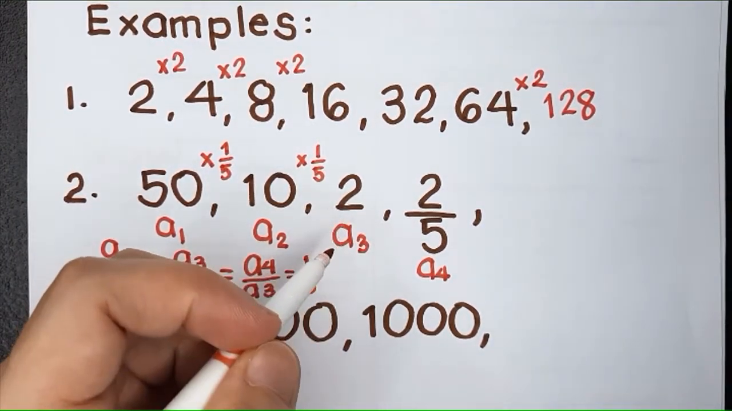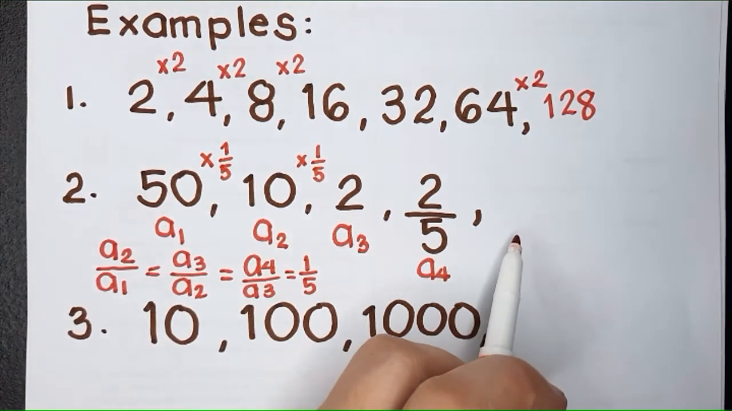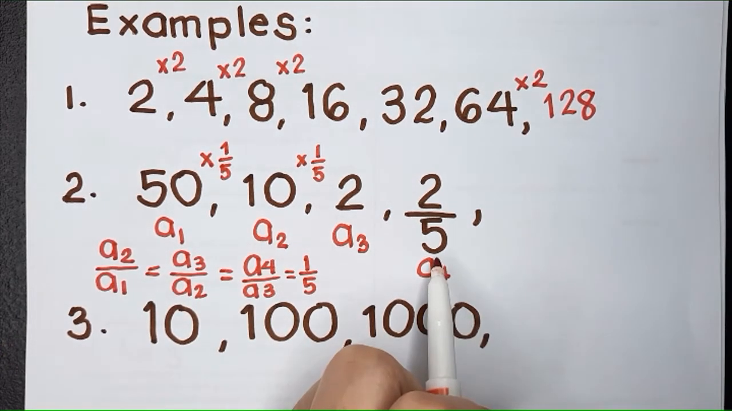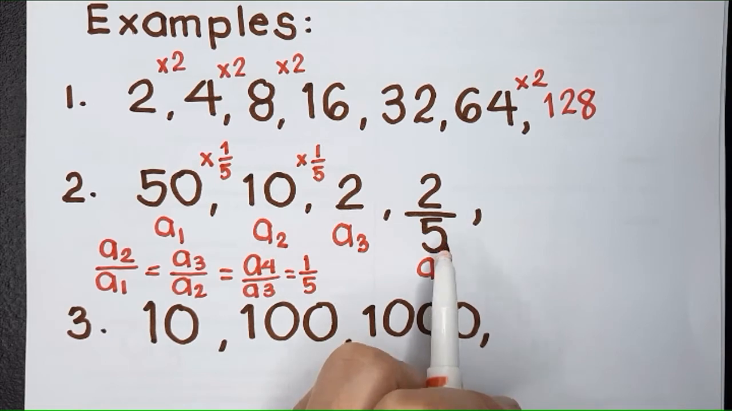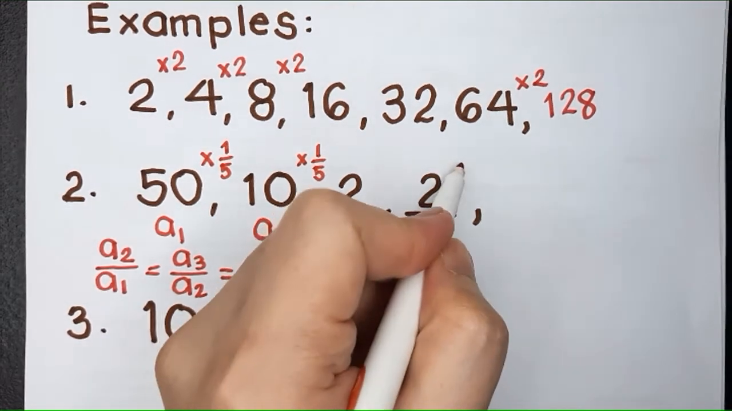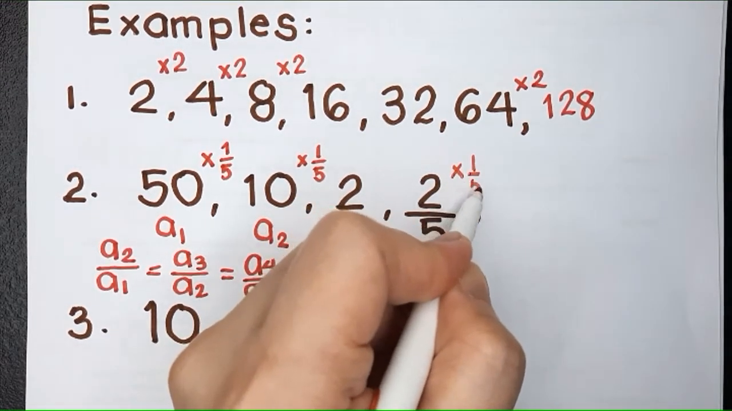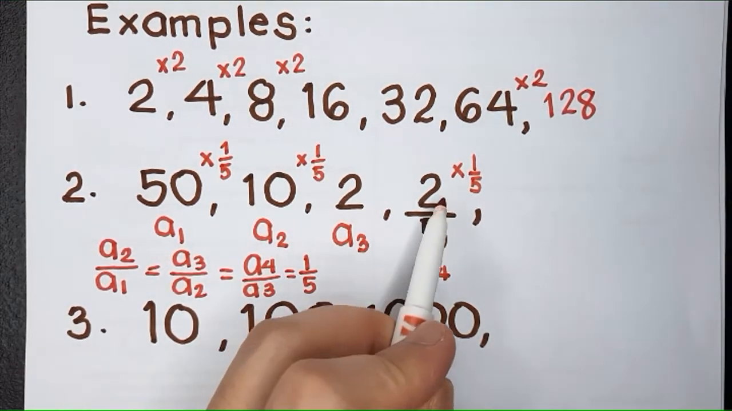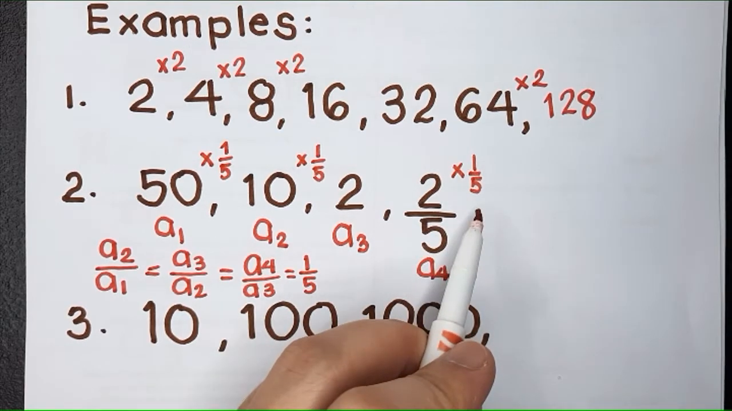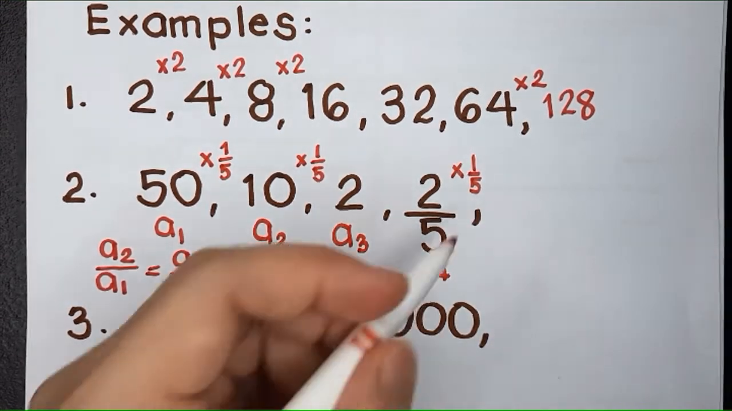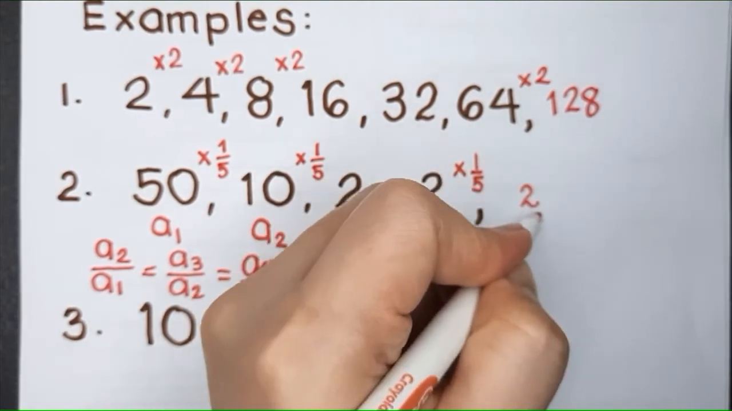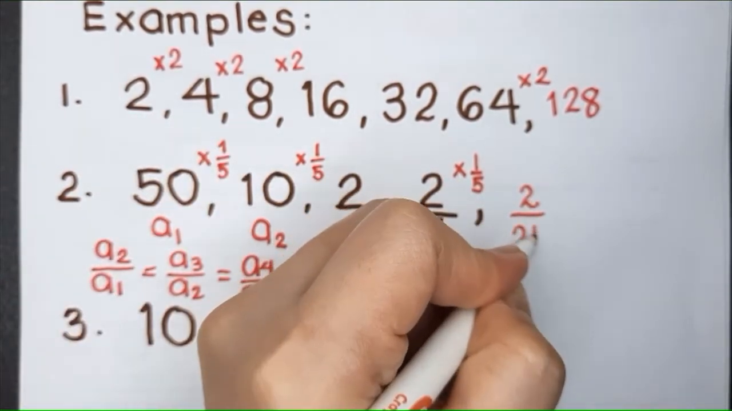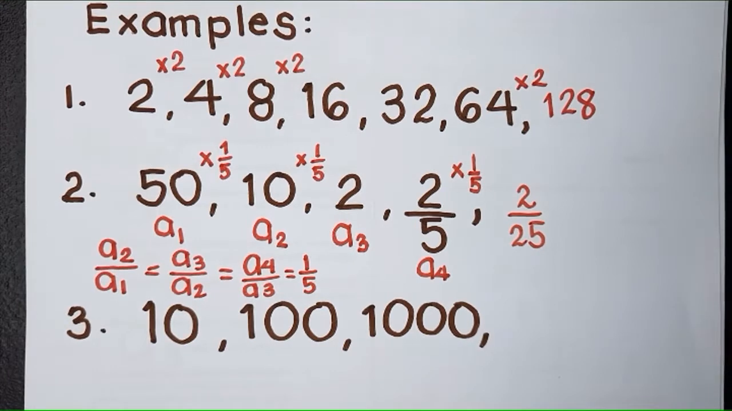And so on. Okay? So, if I ask you, what is the next number after 2/5? So, all you have to do is to multiply 2/5 by 1 over 5. So, what do you get? You will get, multiply the numerators, multiply the denominators. And what do you get? You will get 2 over 25. Okay? Okay.